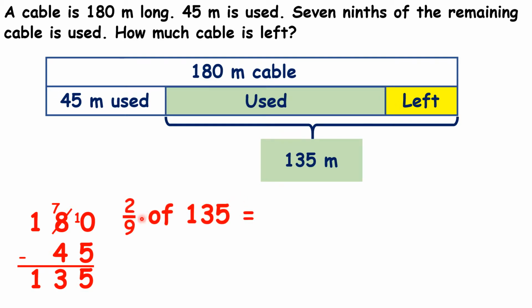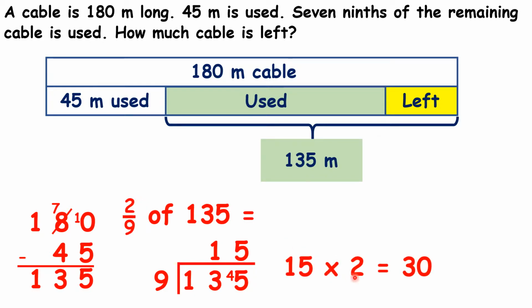So we can find 2/9 of 135. 135 divided by 9 is 15, and then 15 times 2 is 30, so 30 metres of cable is left.